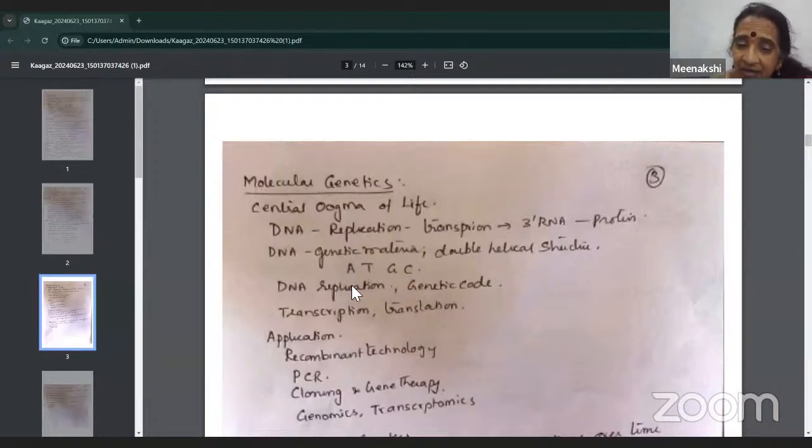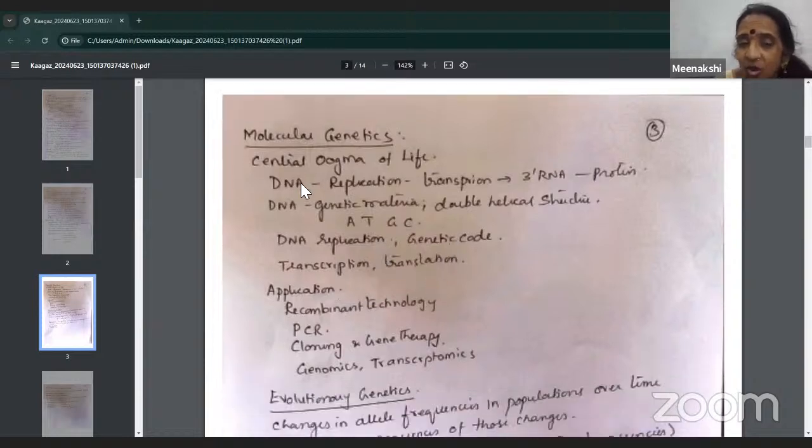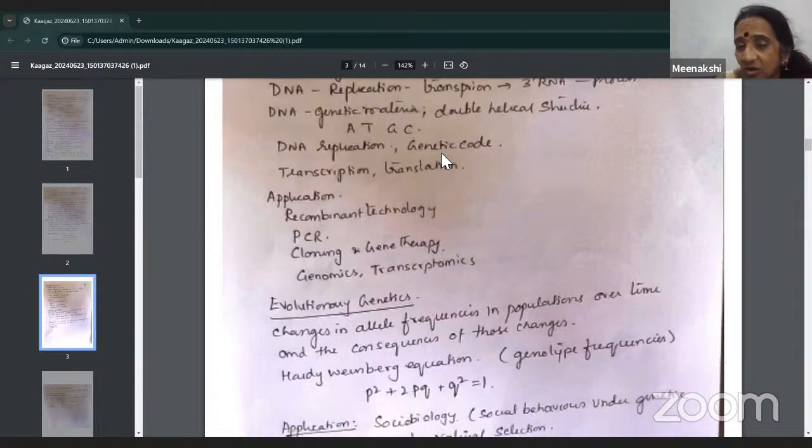Now, in molecular genetics, we study DNA replication, DNA repair, etc. All that will be studied here. We also study the genetic code, because unless we study the genetic code, we will not know what amino acids are there and how the amino acids take part in the building up of the proteins in the body. Then transcription, translation. All these are certain aspects of molecular genetics that we have to emphasize.